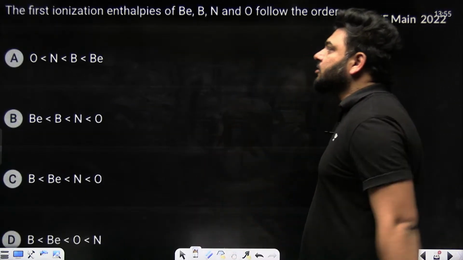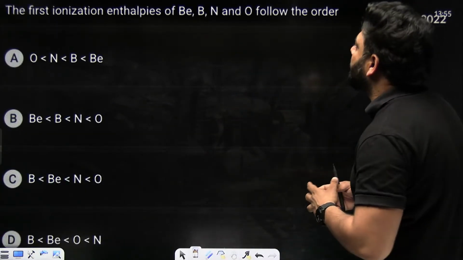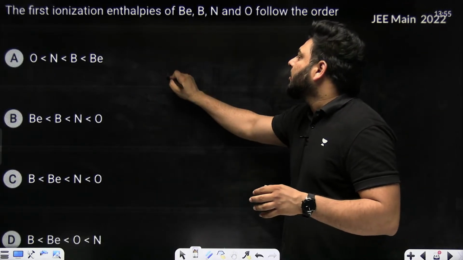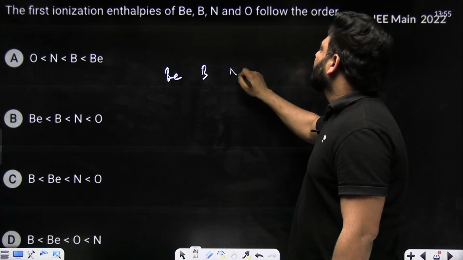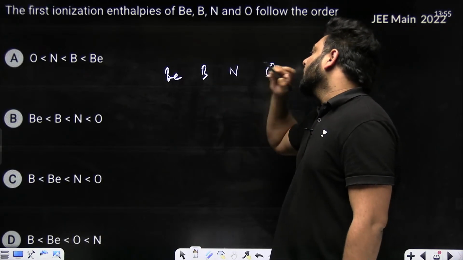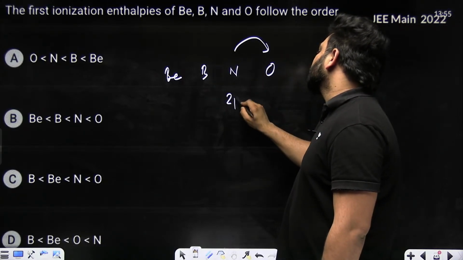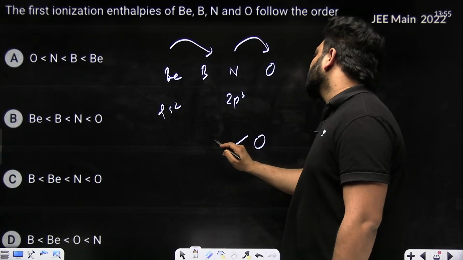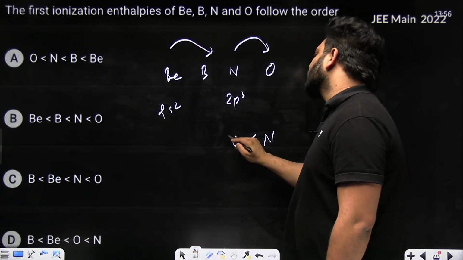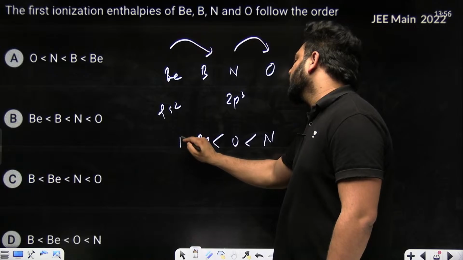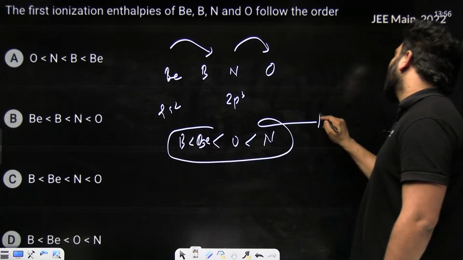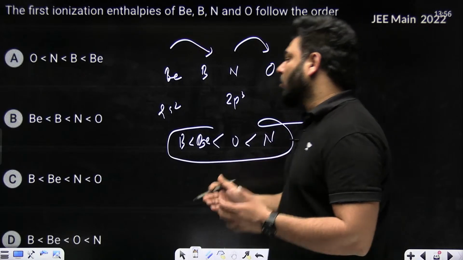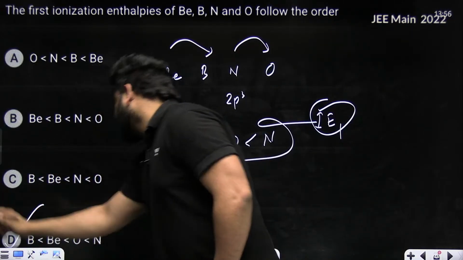Let's have another question. The first ionization enthalpies of beryllium, boron, nitrogen and oxygen follow the order of what? These all are second period elements. We have beryllium, boron, carbon, nitrogen, oxygen, but we know that nitrogen will be shifted from here because it has 2p3 configuration, and beryllium has 2s2 configuration and will be shifted too. The correct order: nitrogen is the highest, then oxygen, then beryllium, and then the least one will be boron. This is the order of first ionization enthalpy. Now check out the correct answer, guys. B, B, Be, O, N. D is the correct answer.